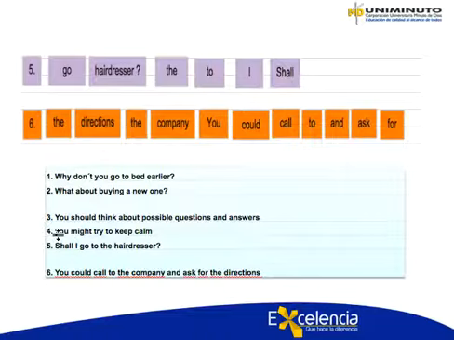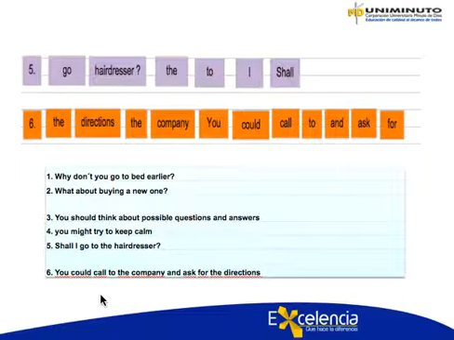Okay? So, you could call to the company and ask for directions. So could, en este caso, es el verbo modal. Como le decía anteriormente, shall se utiliza es para preguntas. Shall I, shall we.